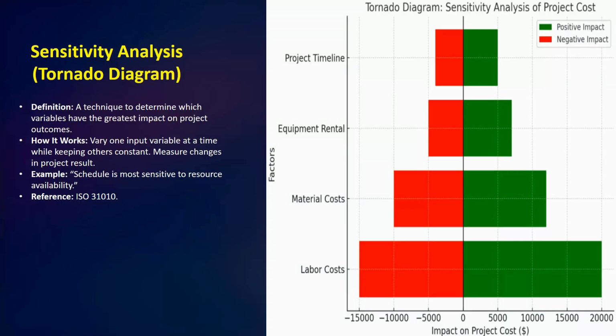So let's see what we have under definition for tornado diagram. A technique to determine which variables have the greatest impact on project outcomes. How it works: vary one input variable at a time while keeping others constant. Measure changes in project results, such as schedule. Next, we have the example: schedule is most sensitive to resource availability. I hope this is clear.